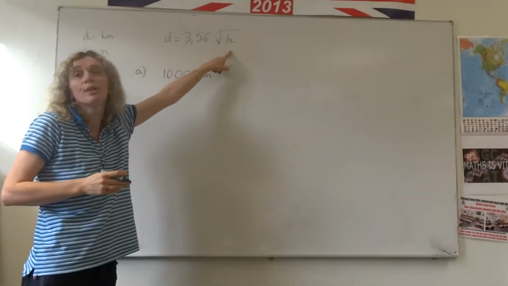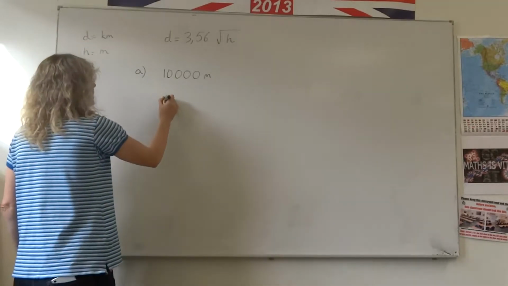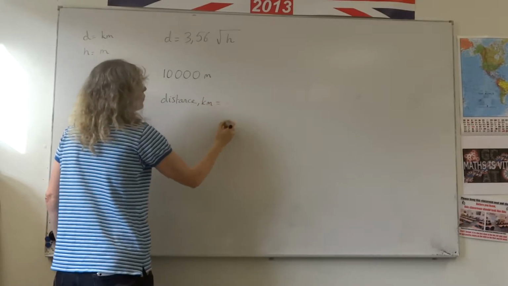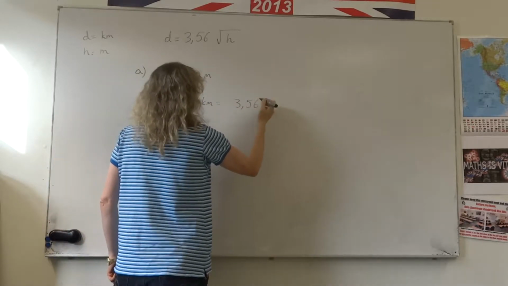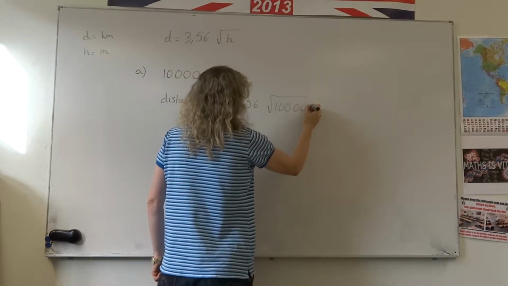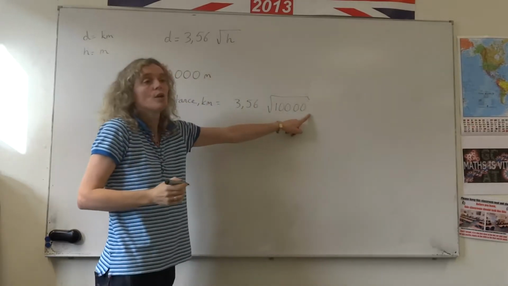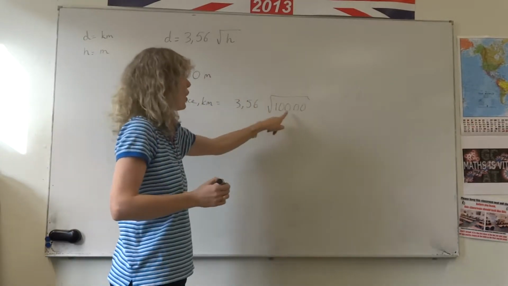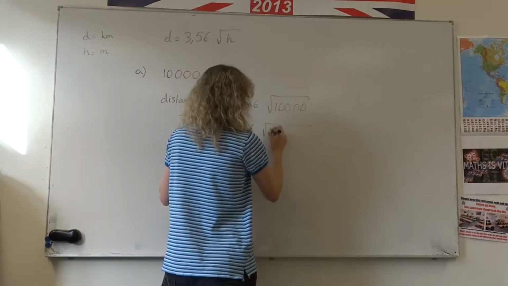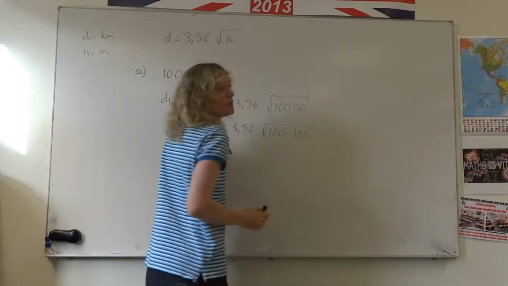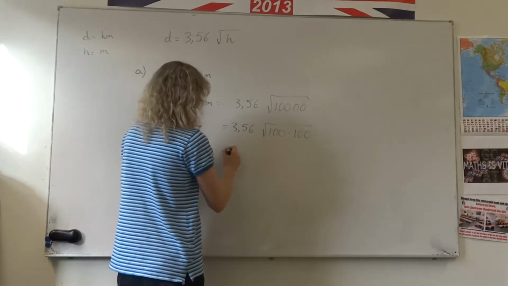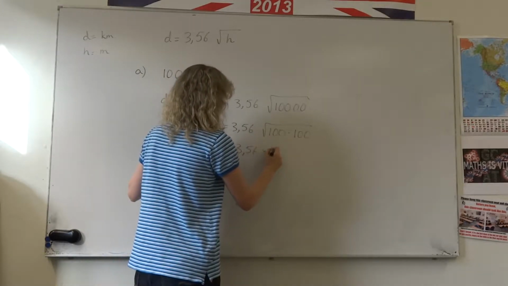So what you do is you just put this formula directly into there, that the distance in kilometers would be 3.56 times the square root of the height that I'm at, which is 10,000. Using our skills of surds, we know that 10,000 is the same as the square root of 100 times 100. Here we've got identical numbers, square root of 100 times square root of 100. So the answer is going to be 3.56 times 100.